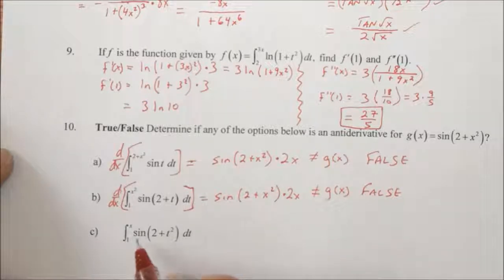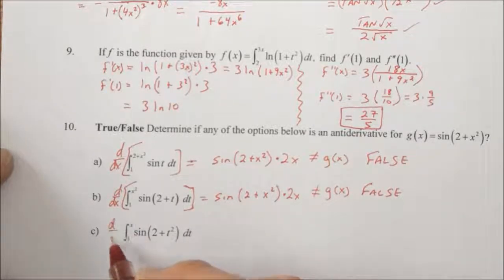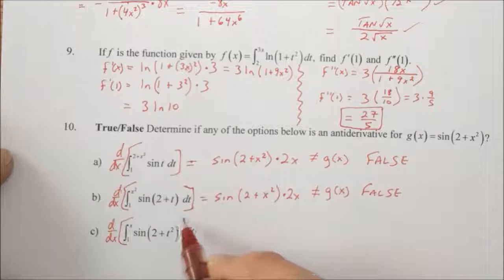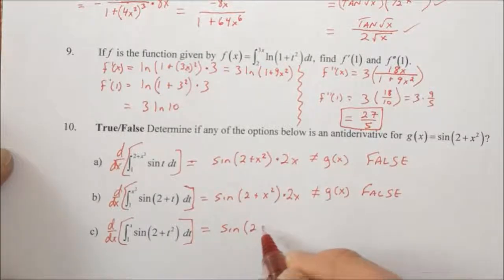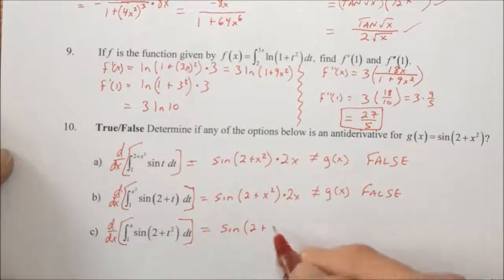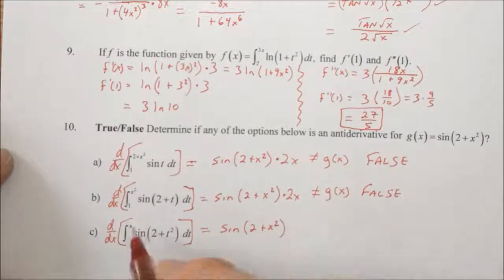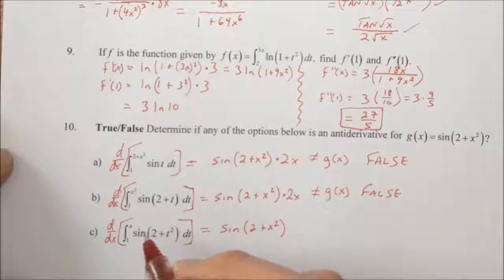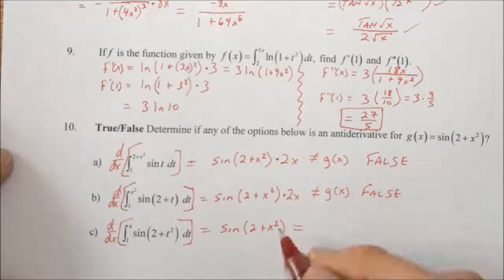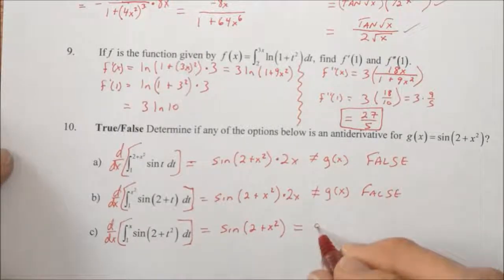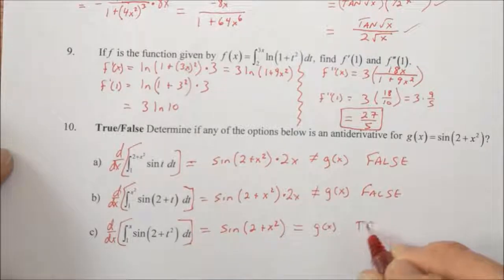Finally, we have to take the derivative of this option. We're going to put x in for t. When we do so, we have the sine of 2 plus, and then this t is replaced by that x. So x squared. There is no more in our upper bound other than x. So there's no need to multiply by the derivative of the inner function, or multiply by the derivative of ugly, which means we're done. And lo and behold, this is equal to g. So 10C is true.